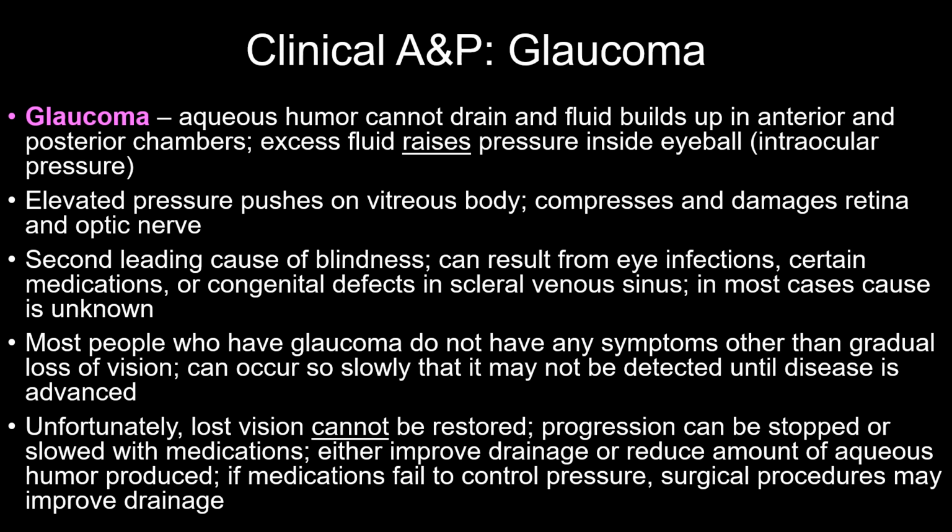from eye infections, medications, congenital defects in that venous sinus. Most people that have glaucoma actually don't have any other symptoms aside from gradual loss of vision. And this can occur so slowly that it's not noticed until the disease has become very advanced. Lost vision is not restorable, but progression can be stopped or slowed with medications.